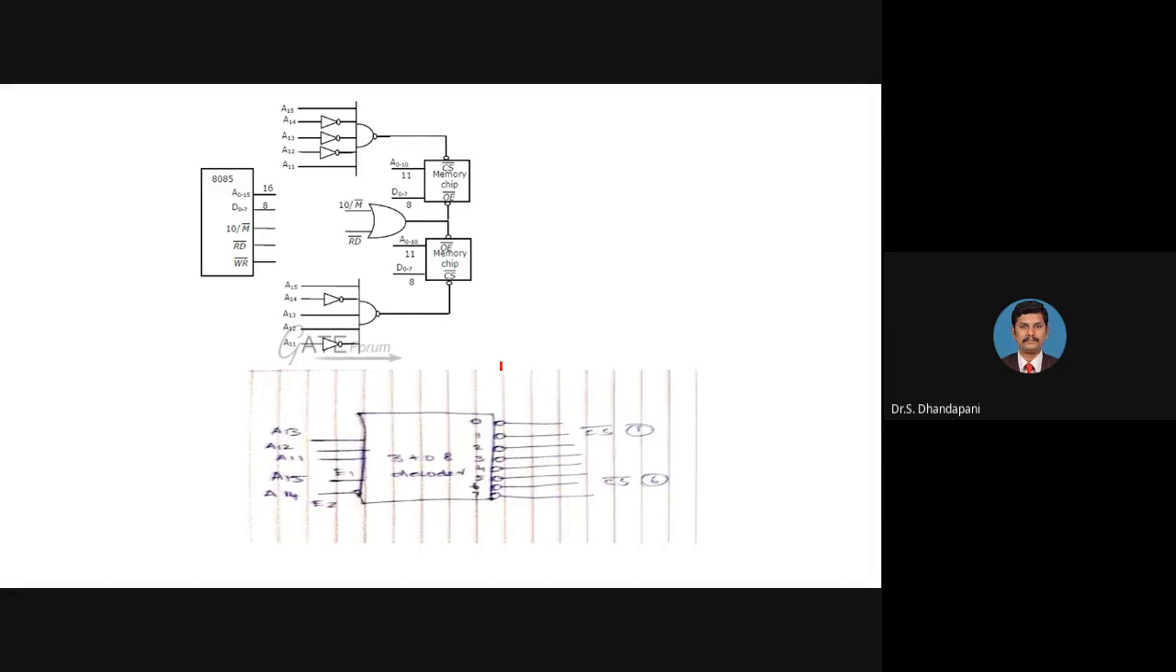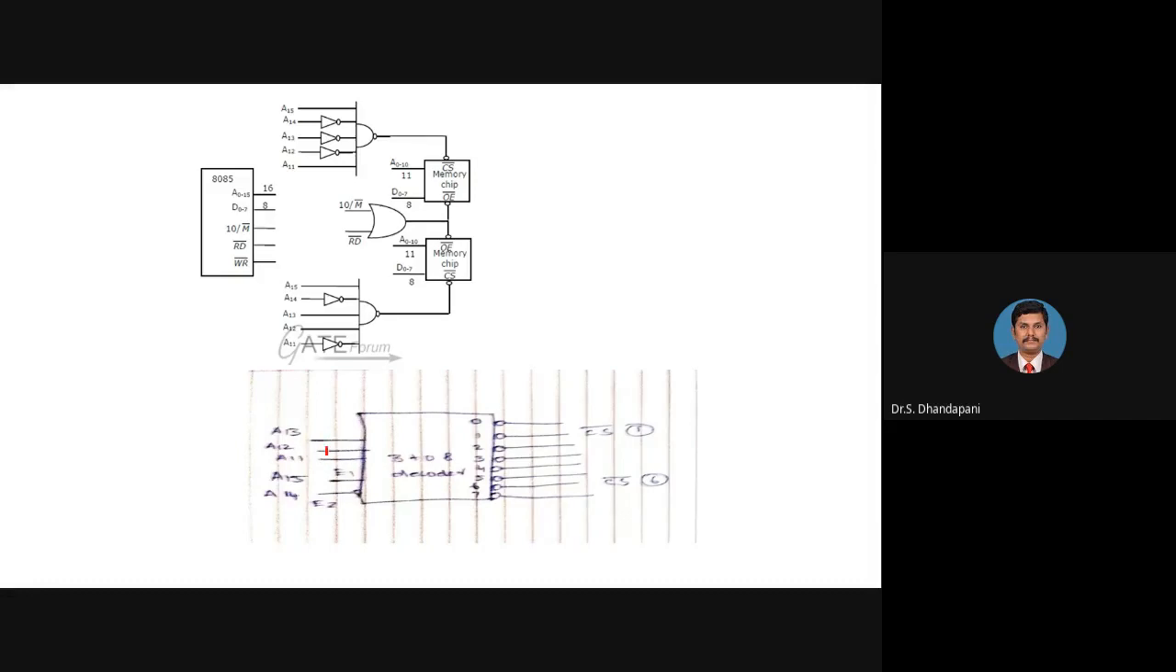Now we can use the 3 to 8 decoder. We can connect A13, A12, A11 to the 3 to 8 decoder. A13, we have already seen, this value should be 0 for selecting the chip. A12 is also 0 and A11 is 1. That means 0, 0, 1. We are giving the input 0, 0, 1 to the 3 to 8 decoder.